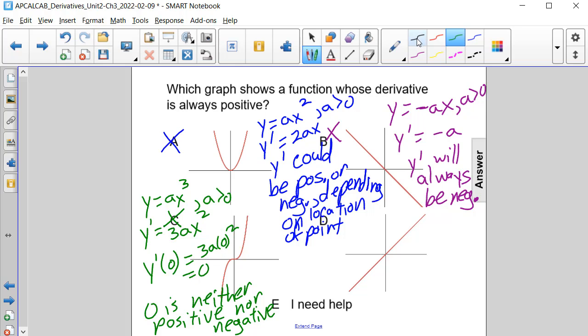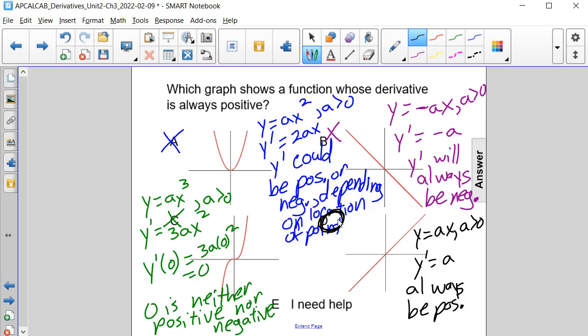If we look at our final answer choice of D, we have originally y is equal to a times x, where a is greater than 0. Y prime will be equal to a. And since a is greater than 0, it has that positive slope, y prime will always be positive, which makes it the correct answer.